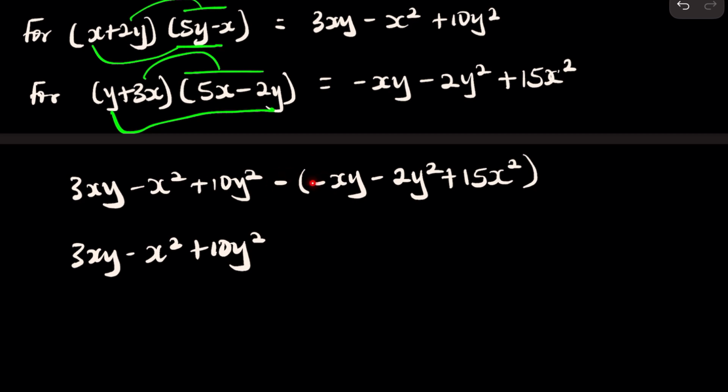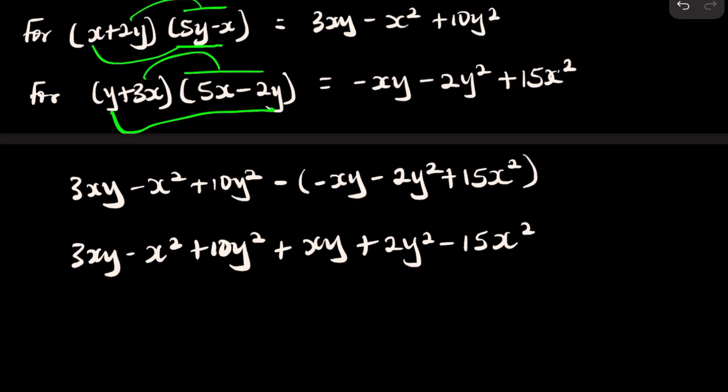Now minus 1 times minus 1 will be plus, so that's plus xy. Also minus 1 times minus 2 will be plus 2, so that's 2y squared. And minus 1 times 15 will be minus 15, so that's minus 15x squared, right?